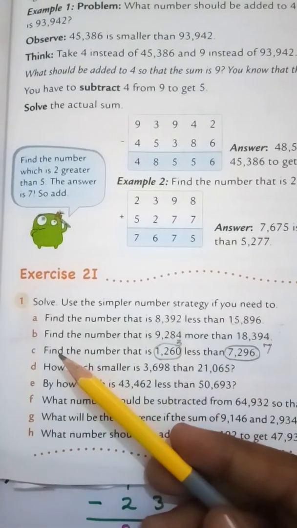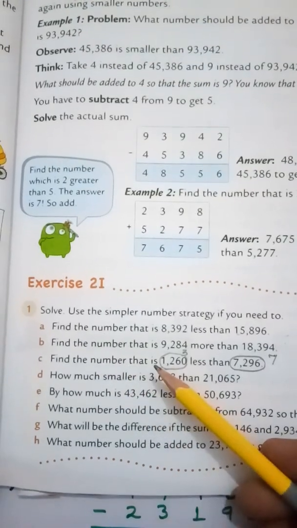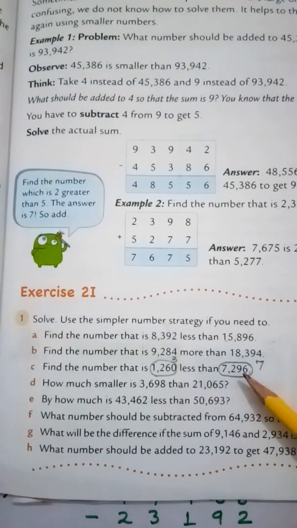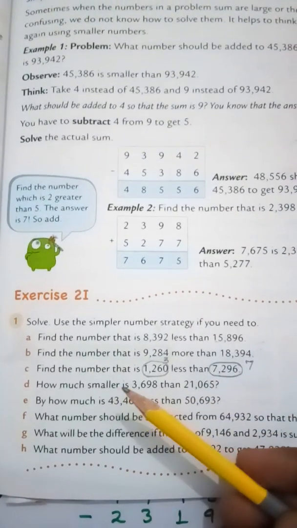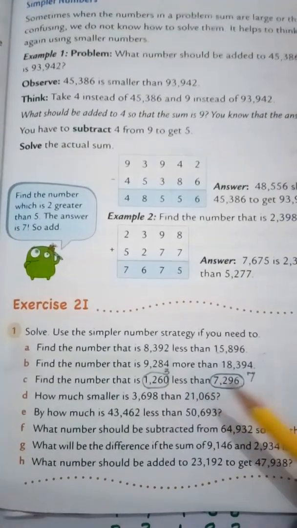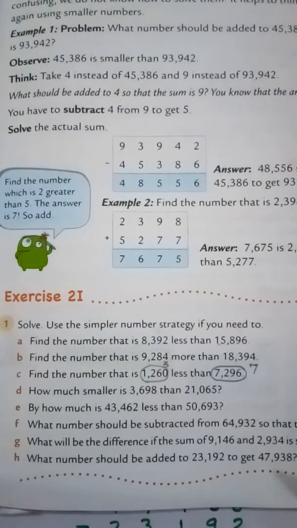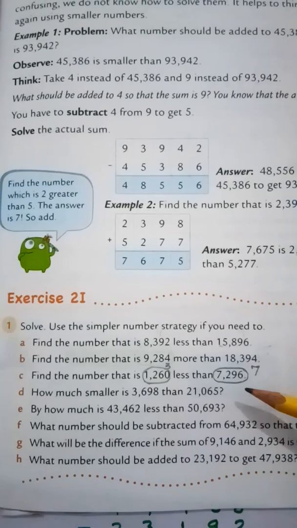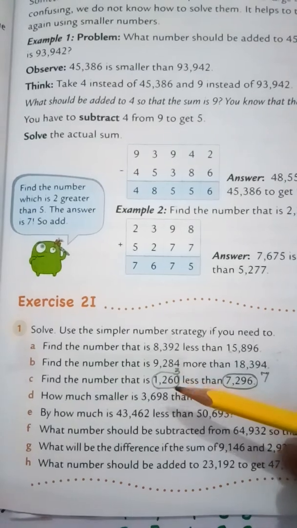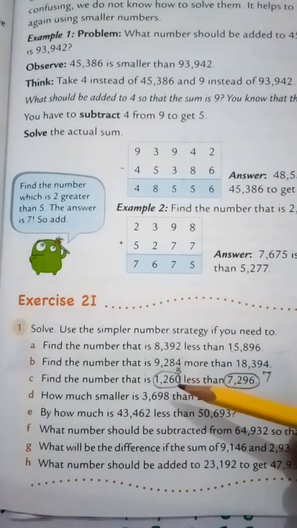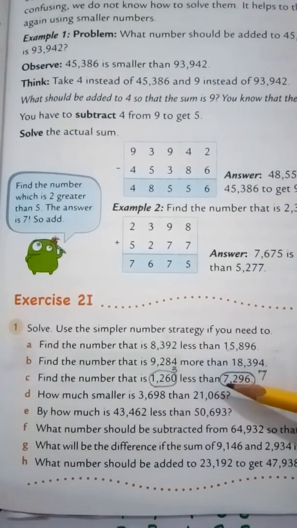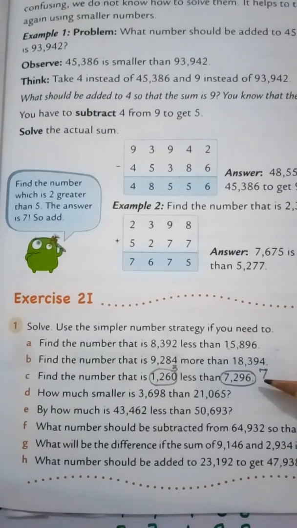Now see, it is written: find the number that is 1260 less than 7296. That means what is the number which is 1260 less than 7296? These two are the bigger numbers, so it is a little tough to calculate it mentally. That is why we are going to replace the numbers with smaller numbers. For example, I am replacing 1260 with 3 and 7296 with 7.